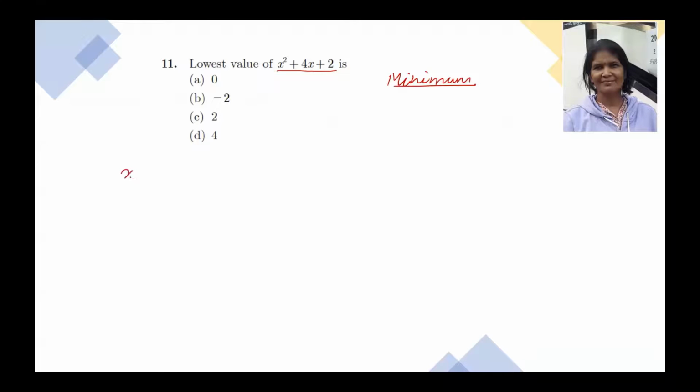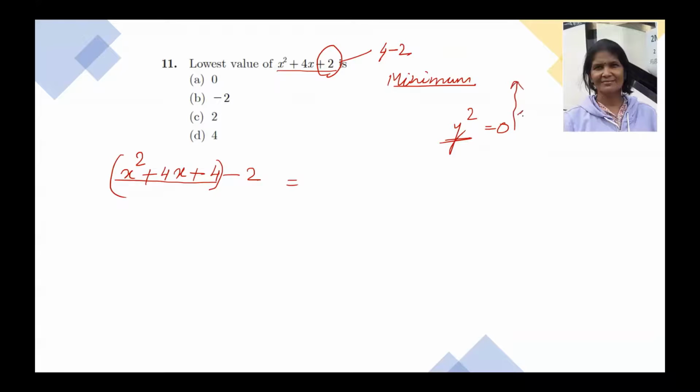What we'll do, we'll make it a whole square. I'll take x square plus 4x, and I know that if I write a 4 here, it will be a whole square. So this 2 I'll convert as 4 minus 2. So plus 4 minus 2. What I'm doing, I'm making a whole square. Why am I making a whole square? Because the minimum value of anything square is 0. Square cannot be negative. So it starts from 0 and it increases. So minimum value is always 0.